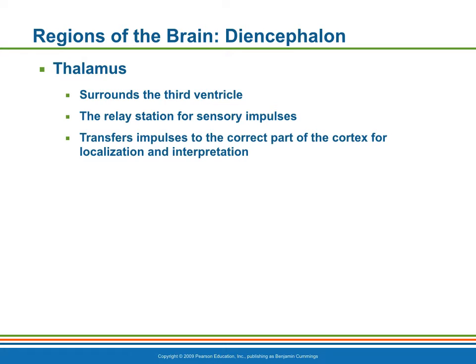The thalamus, which encloses the third shallow ventricle of the brain, is a relay station for sensory impulses passing upward to the sensory cortex. As impulses surge through the thalamus, we have a kind of crude recognition of whether the sensation we are about to have is pleasant or unpleasant. It is the neurons of the sensory cortex that actually localize and interpret the sensation.